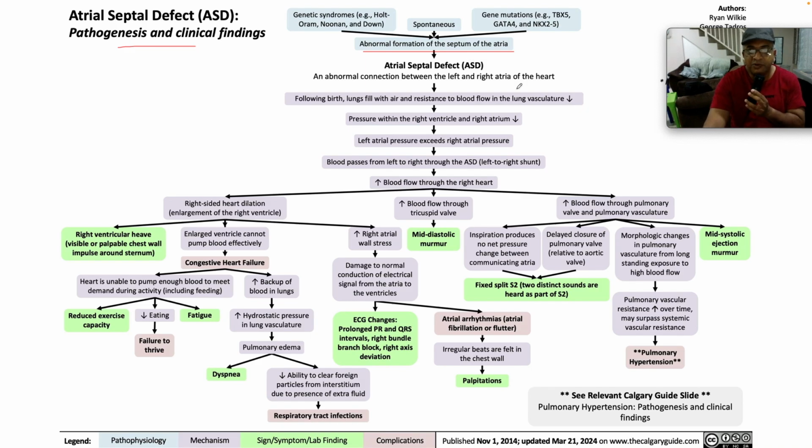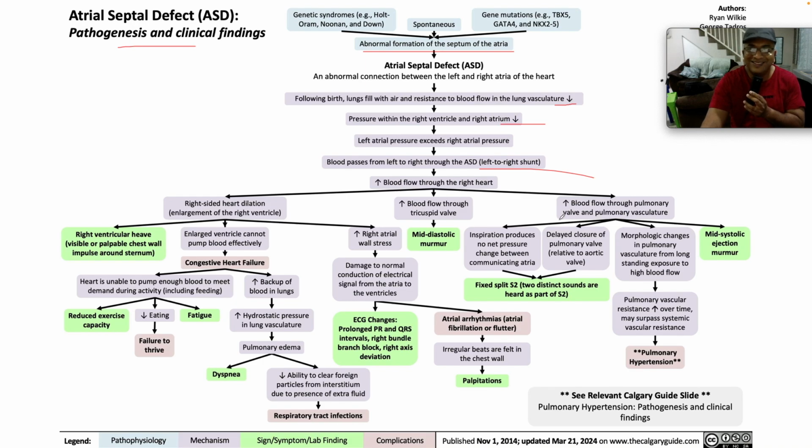Following birth, we know that the lungs fill with air and resistance to blood flow in the lung vasculature decreases. The pressure within the right ventricle and the right atrium decrease. The left atrial pressure exceeds right atrial pressure, and then blood passes from the left to the right through the ASD, which is a left to right shunt. Essentially, we have increased blood flow through the right heart.